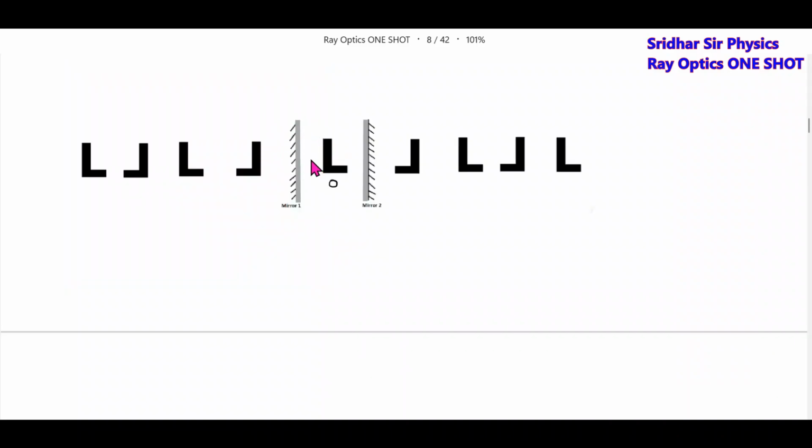Next, this is the object, this is mirror 1 and mirror 2. First, the rays will strike mirror 1. It will form the image. Let me call that I1.